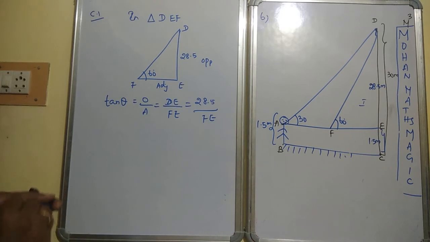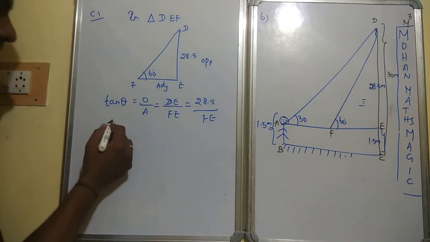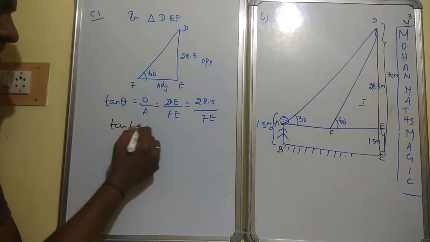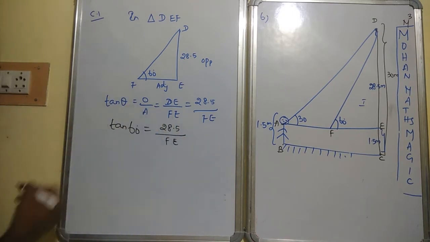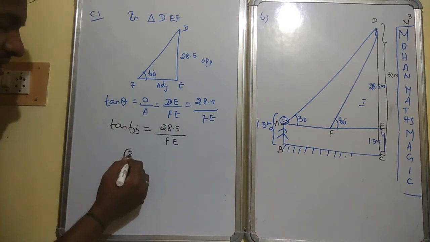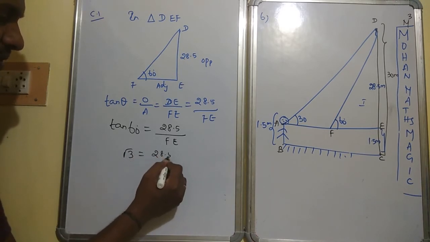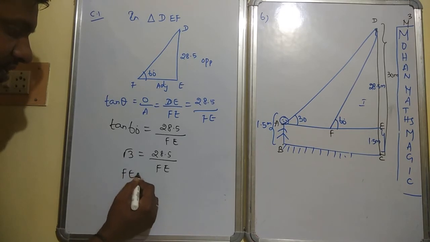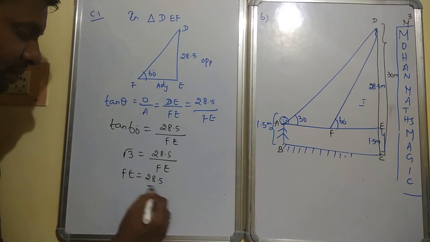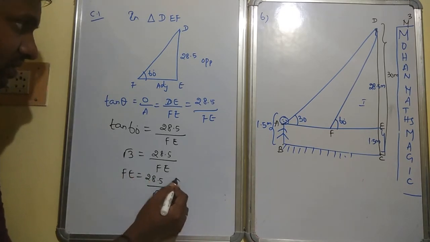Then the angle you can also apply, that is tan 60. So tan 60 equals 28.5 upon FE. The tan 60 value, you know, is root 3, so root 3 equals 28.5 upon FE. If you cross multiply, you will get FE equal to 28.5 upon root 3 meters.